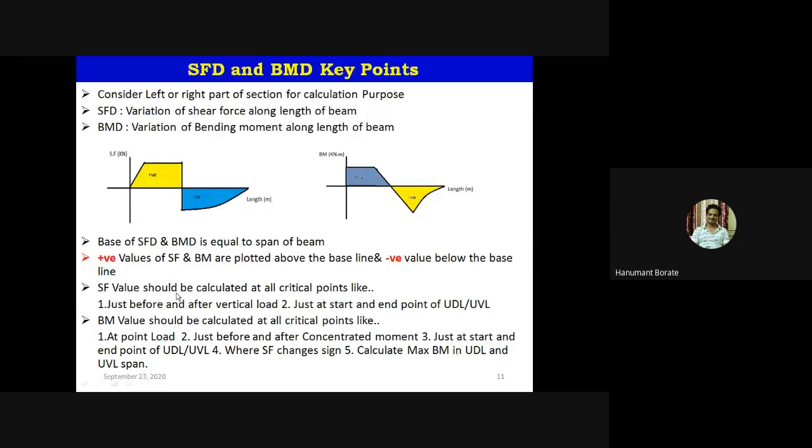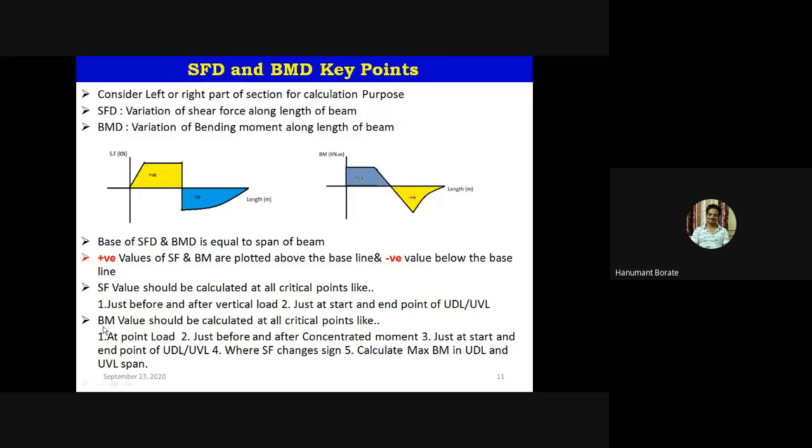SF value should be calculated at all critical points. So we should not avoid these critical points. First critical point is just before and after vertical load. Means we need to take a section just before and after any vertical load or point load. Second, just at a start and end point of a UDL and UVL, right? Uniformly distributed load, uniformly varying load.